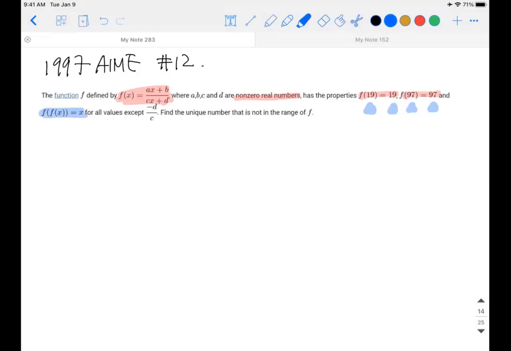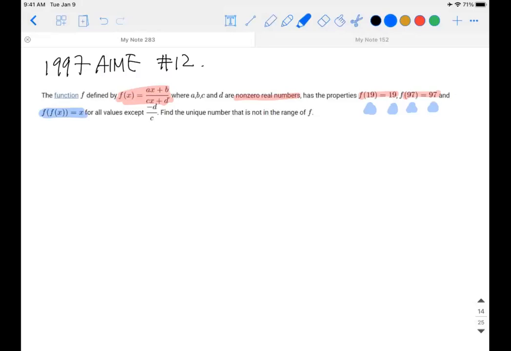f(f(x)), this is a what? This is a composite function, but it's not composite with another function. It's just composite by itself, right? You just apply f to f(x), which equals x for all values except minus d over c. Okay, I don't really know what it is. Let's just put it there, okay?